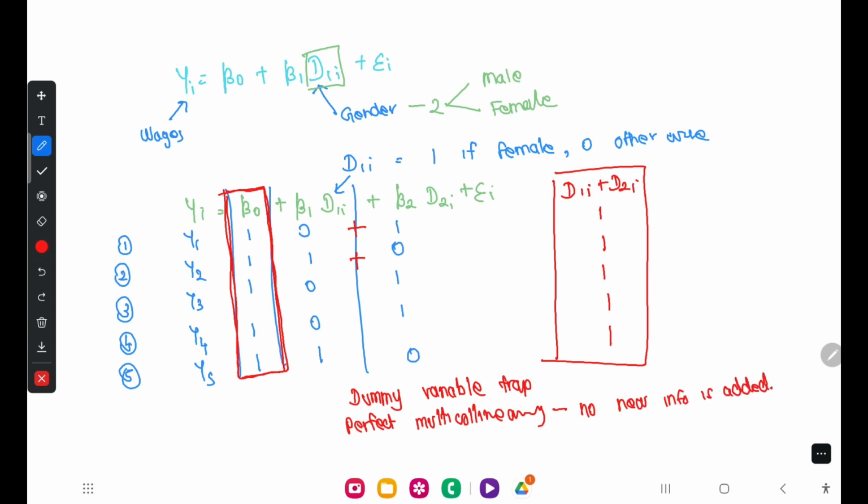Okay, so how do you overcome this? As I told before, I'll write the solution over here. How to overcome? You take the number of dummy variables to be the number of categories minus 1. Or the other thing you can do is include all the categories as dummy variables, like what I've done here, D1 and D2.